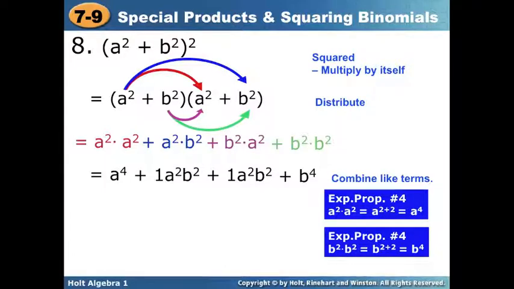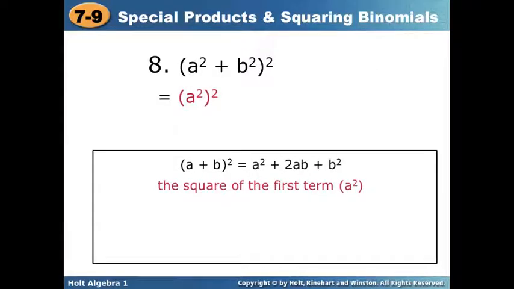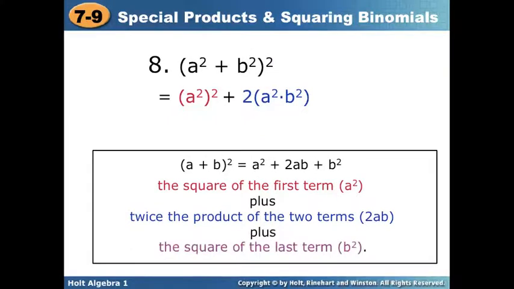Combine your like terms. 1a squared times b squared plus 1a squared times b squared gives us 2a squared b squared. When you combine like terms, your answer is a like term. Let's use the rule for squaring the binomial. We take the first term squared, so (a squared) squared, plus the product of the two terms times 2, plus the square of the last term.